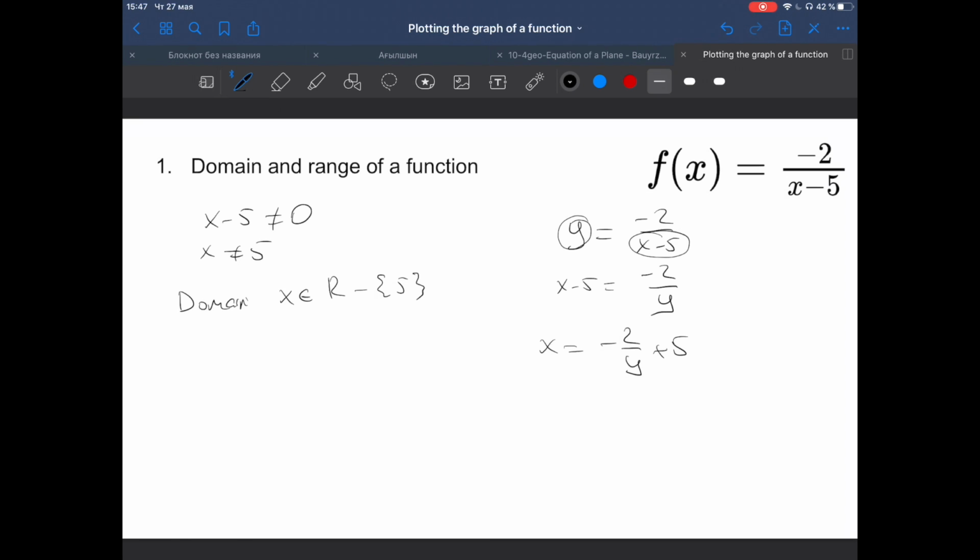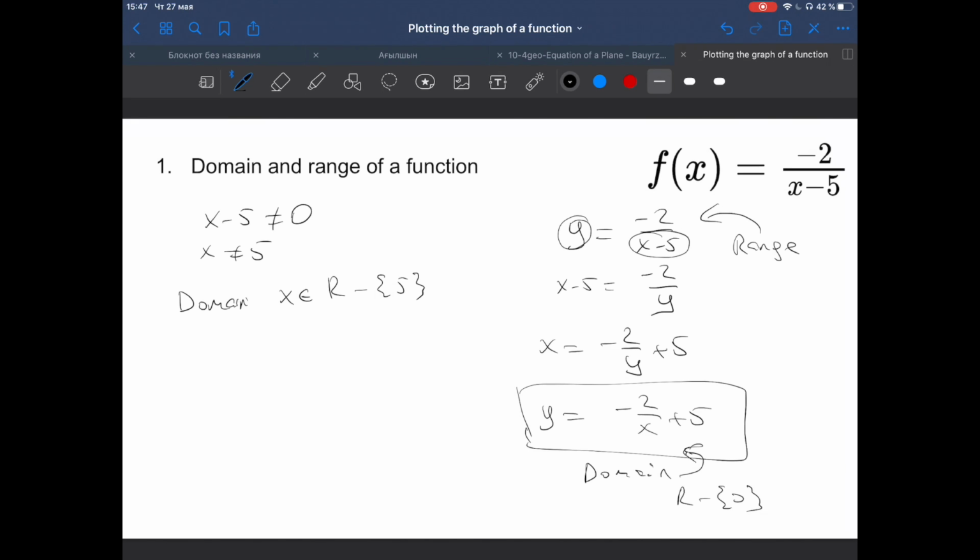After that, we need to exchange x and y. y will be equal to minus 2 over x plus 5. And by looking at this equation, we can find the range of the initial function. It means that the domain of this equation will be the range of the initial function. The domain here is all real numbers except number 0. It means that the range of our function is all real numbers except number 0. Okay, the first step is done.